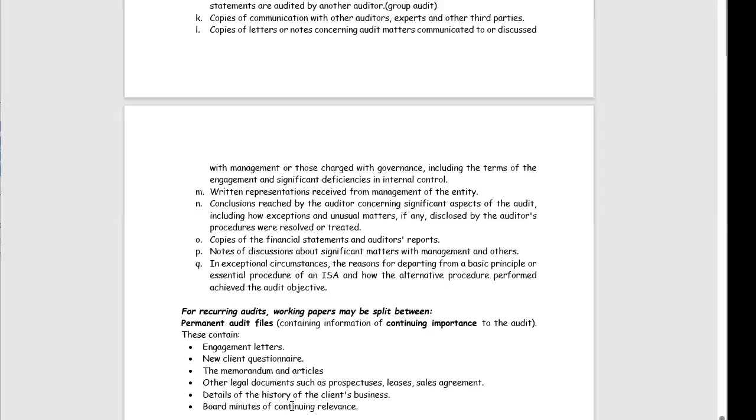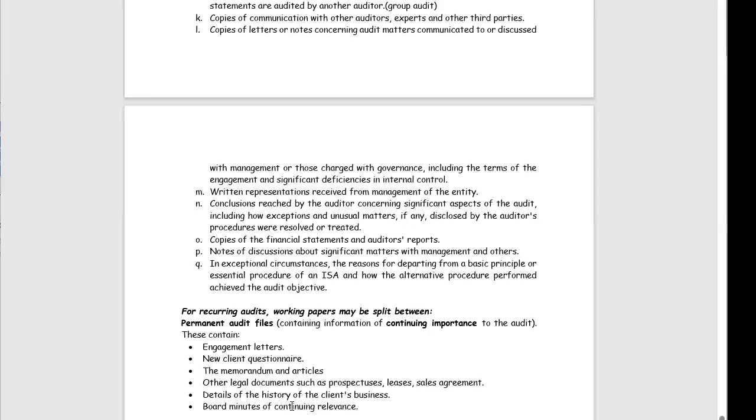This contains, one, engagement letters. So a copy of the engagement letter is kept in the permanent audit file. Another one is a new client questionnaire. The other one, the memorandum and articles of association. Next, other legal documents such as prospectus, leases, sales agreement. Next, details of the history of the client business. Next, the board minutes of continuing relevance.